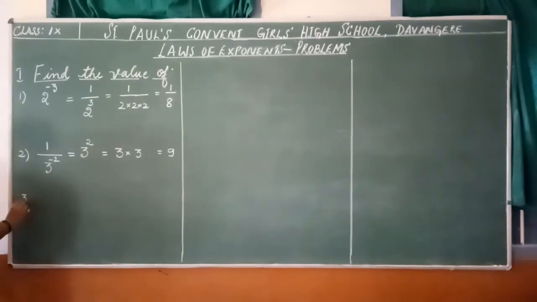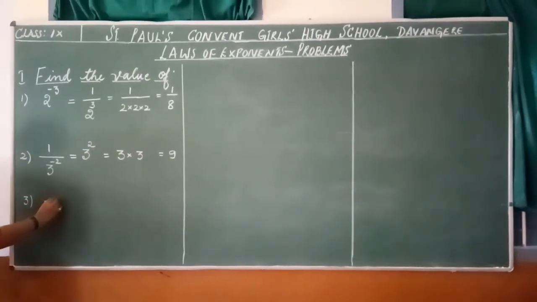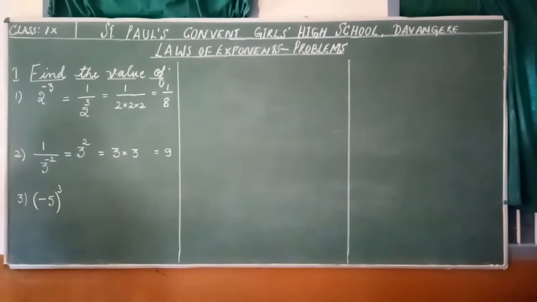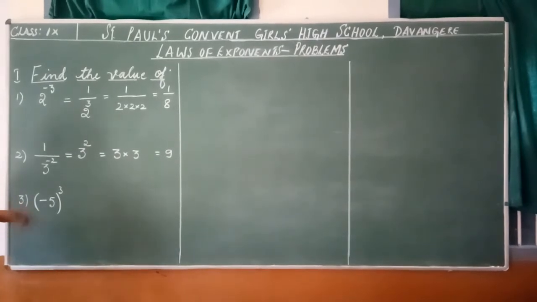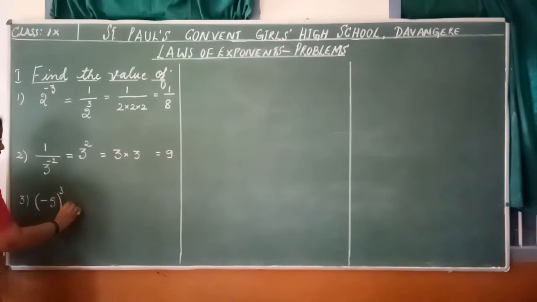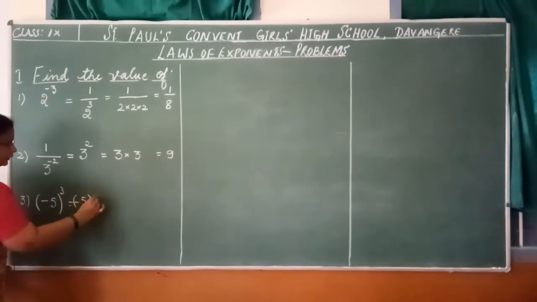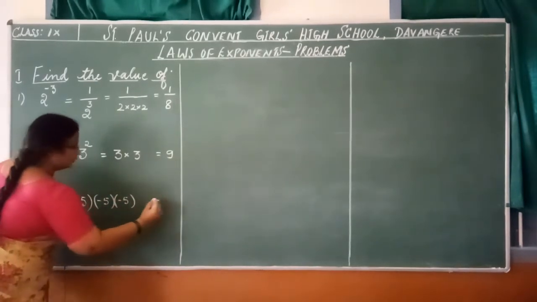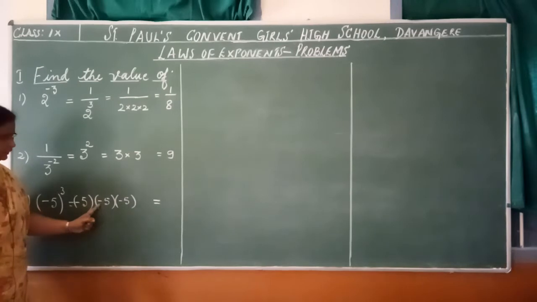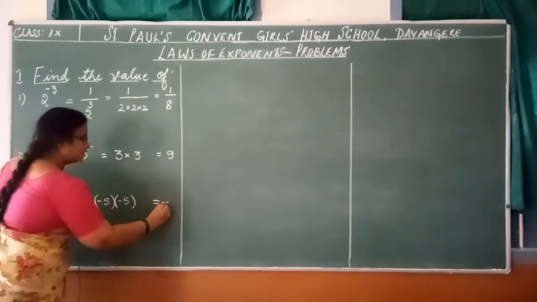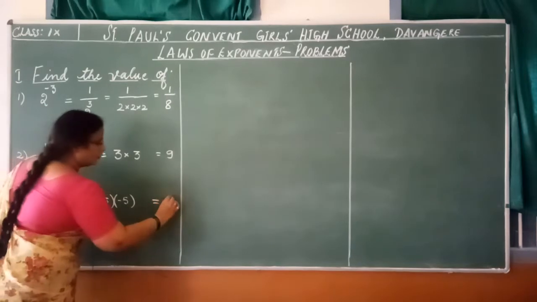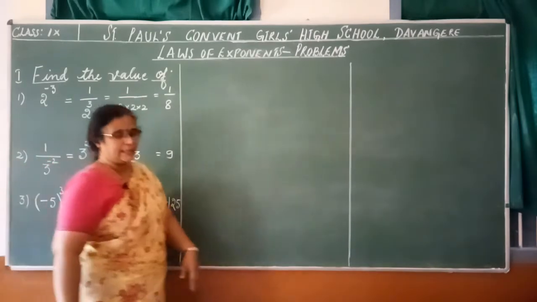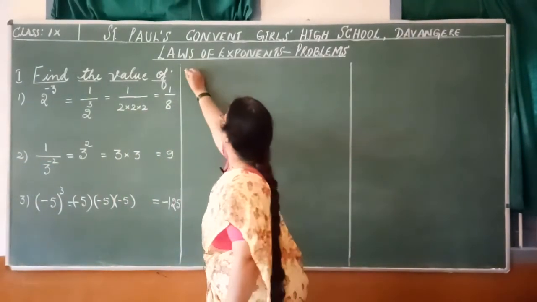One more I'll show. Minus 5 to the power of 3, minus 5 cube. As such, we don't have any negative index, but we have the base as a negative integer. So minus 5 into minus 5 into minus 5, which is equal to, minus into minus is plus, plus into minus is minus, 5 5s are 25, 5 25s are 125. I hope you understood.